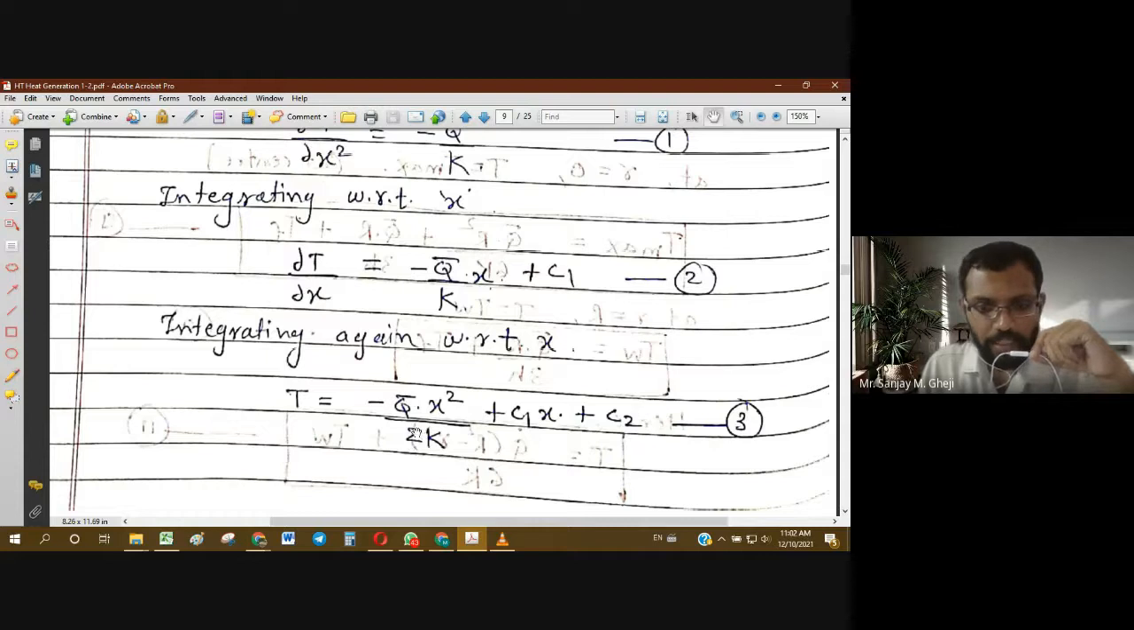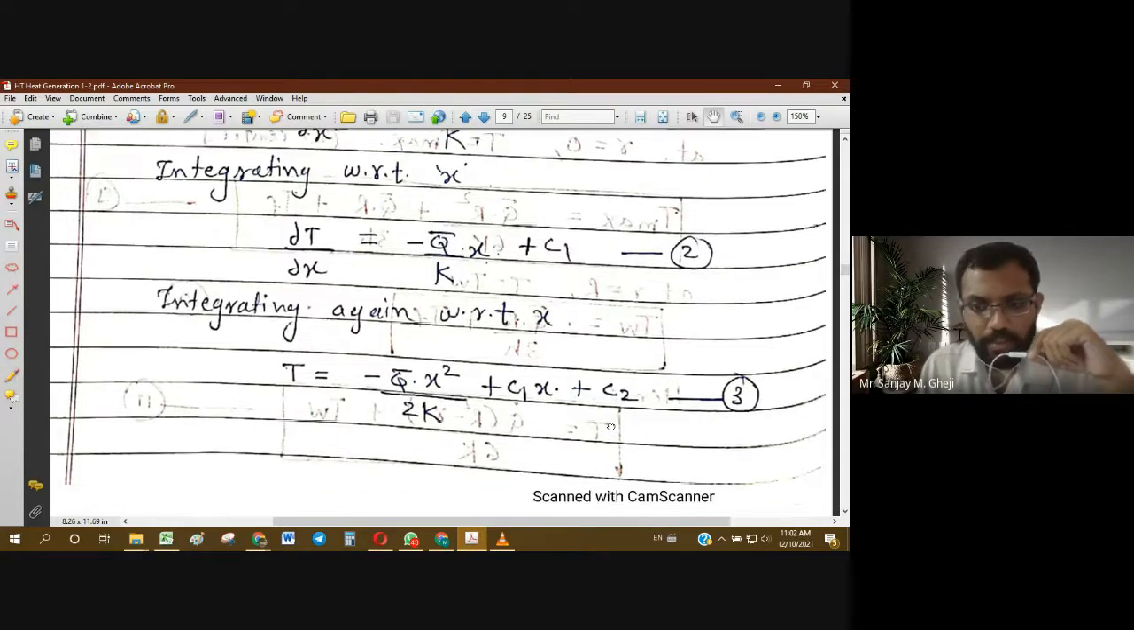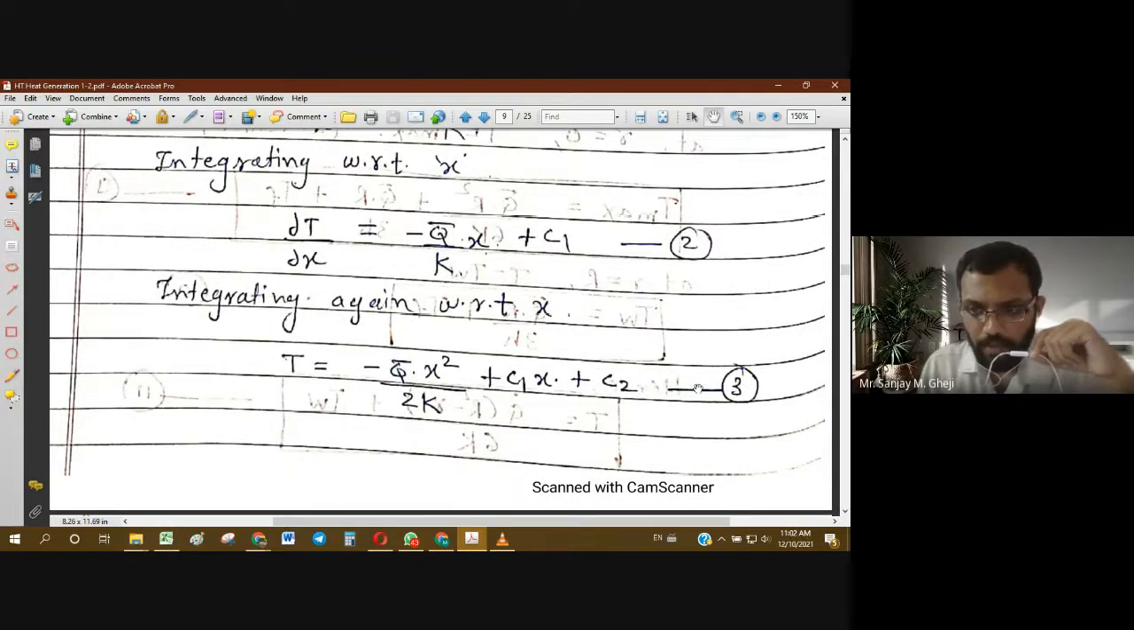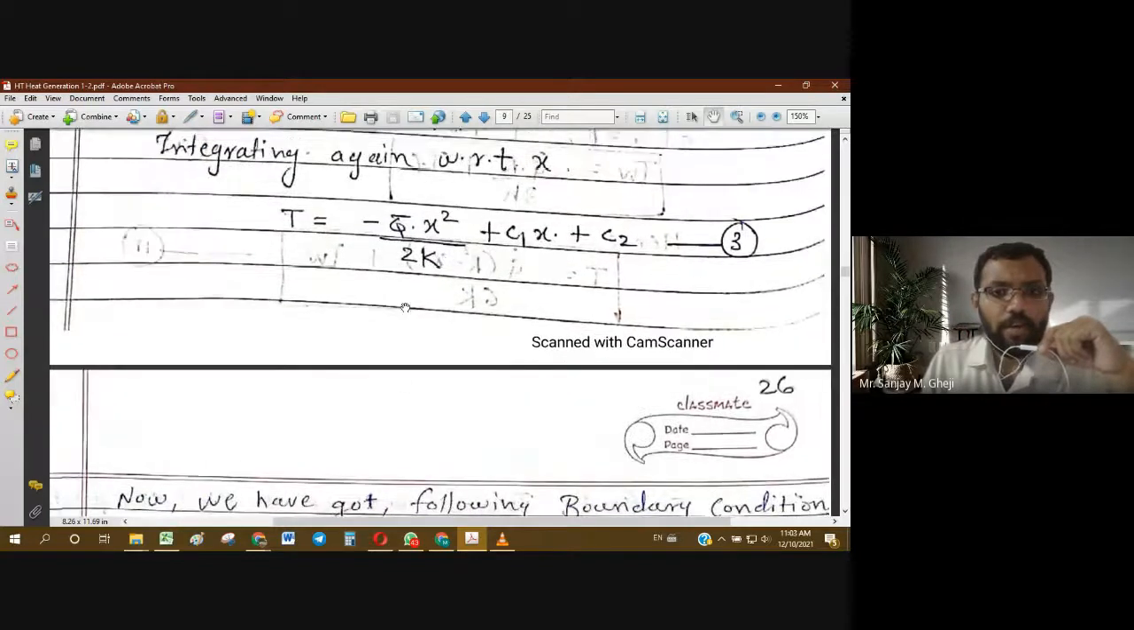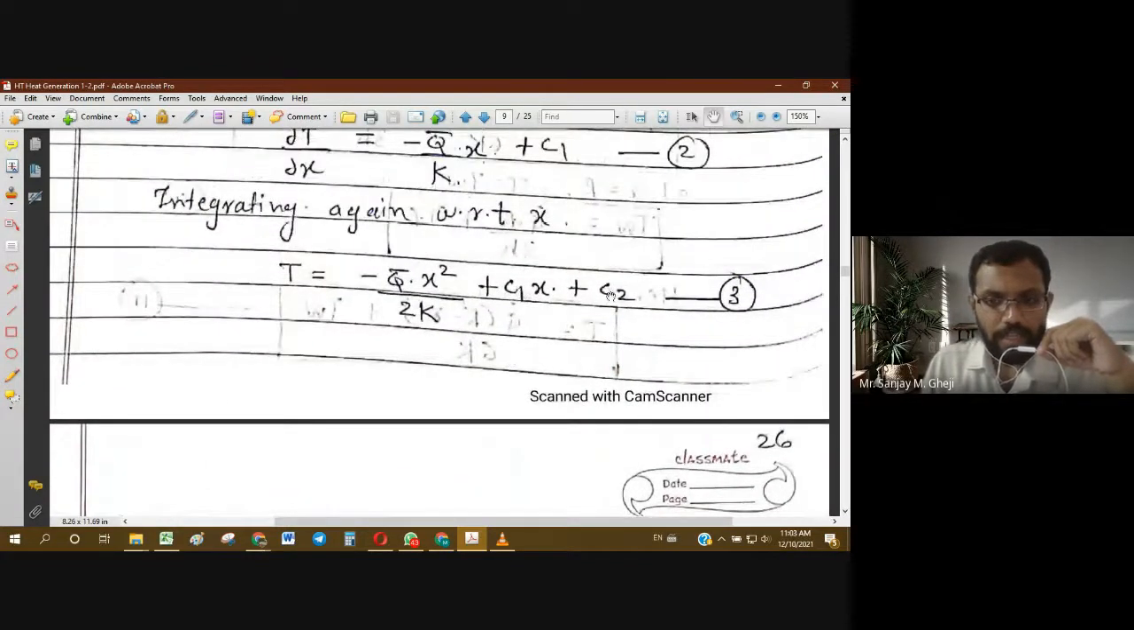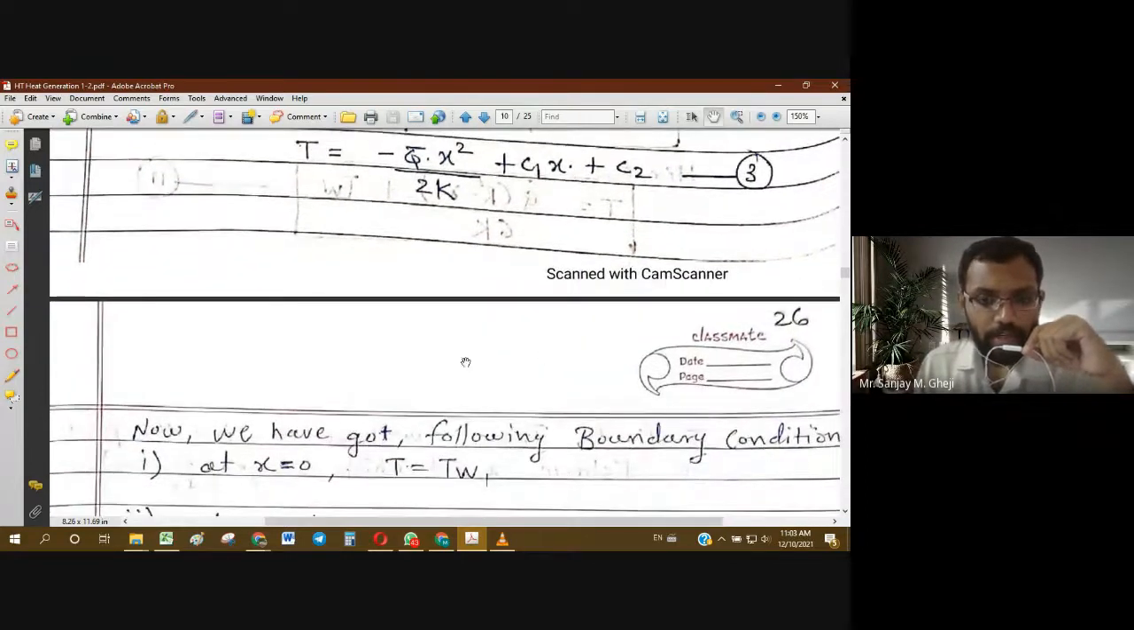So this term is there, and c1 into x, then another constant of integration will be added, c2. This is equation number 3. Now these are arbitrary or general constant values. We have to get exact values of constants c1 and c2, and to get them, we have to apply proper boundary conditions.